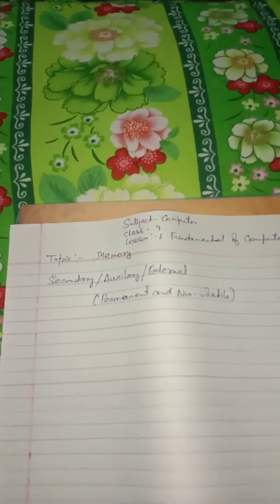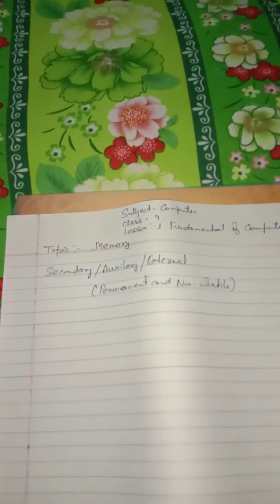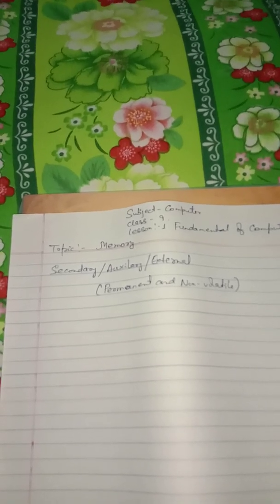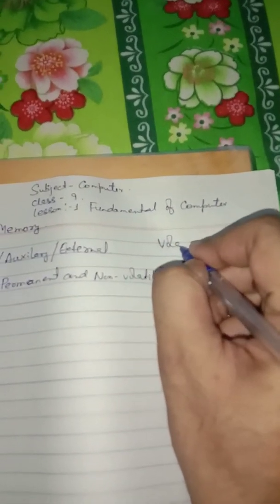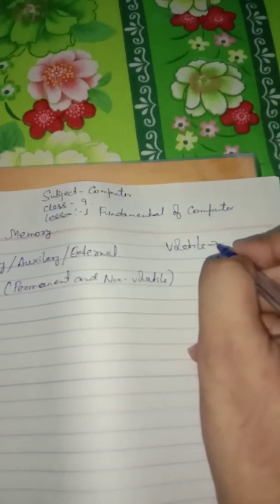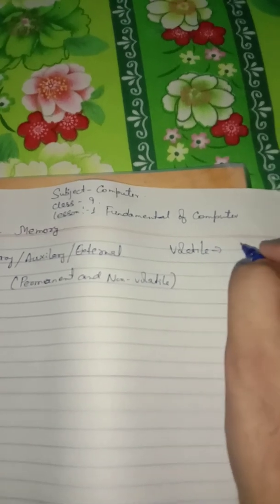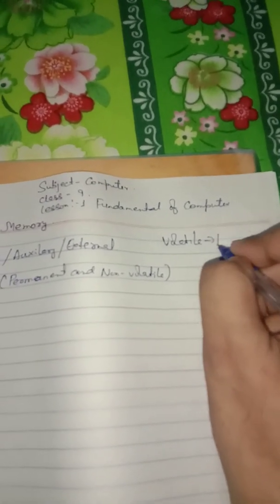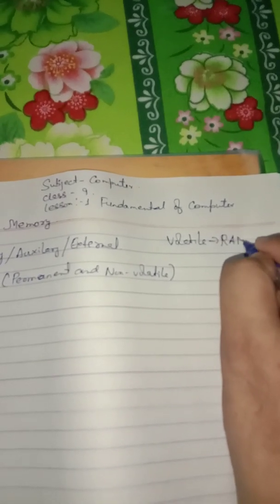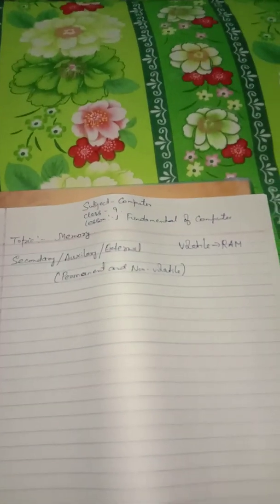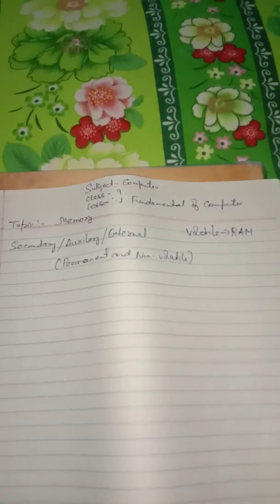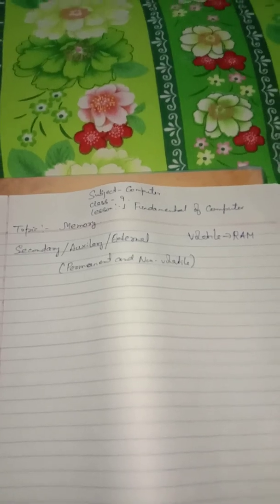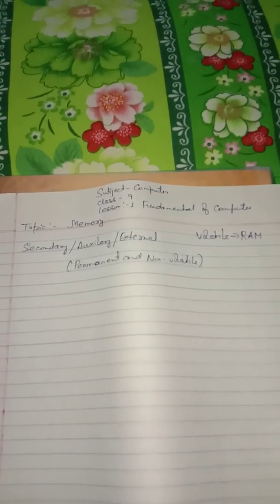Volatile memory generally depends on the power supply. It retains the data and instruction only till the power is supplied to it. Can you give an example of volatile memory? In the previous videos, I discussed it. The example of volatile memory is RAM, random access memory. It holds the data and instruction in it for a short period of time, till the power is supplied to it.